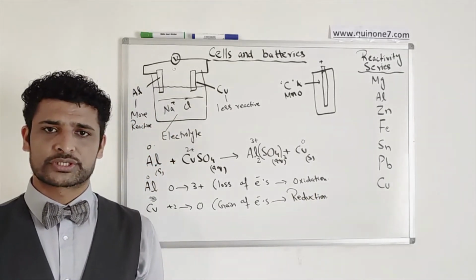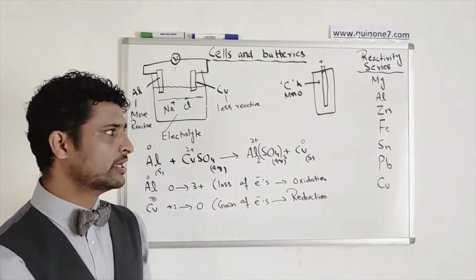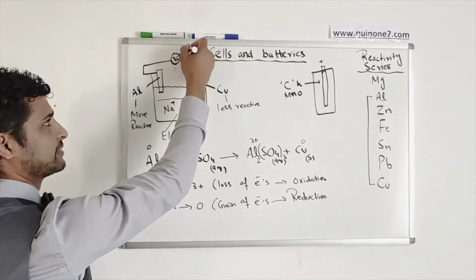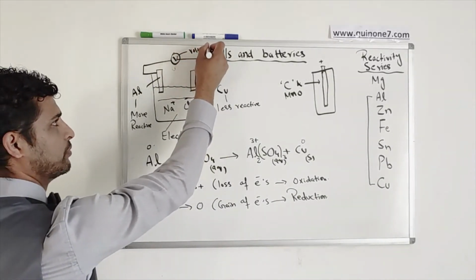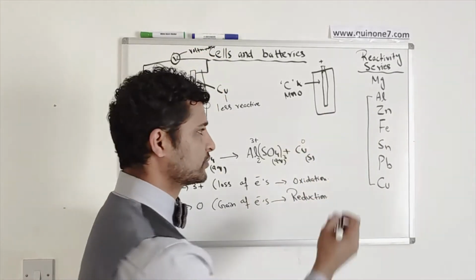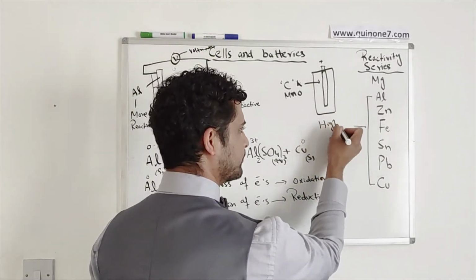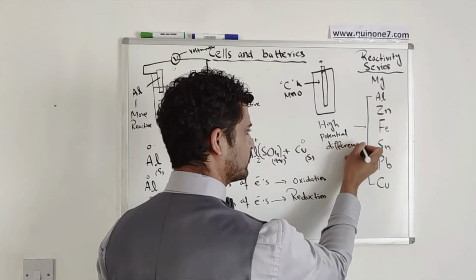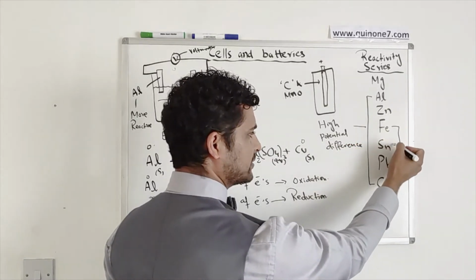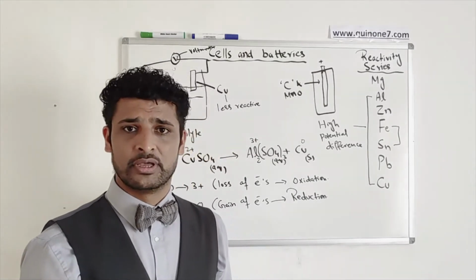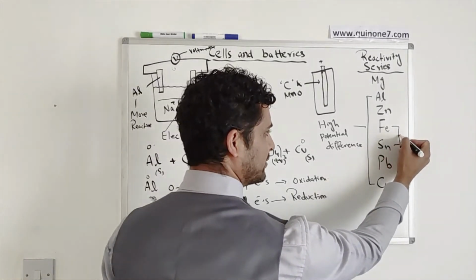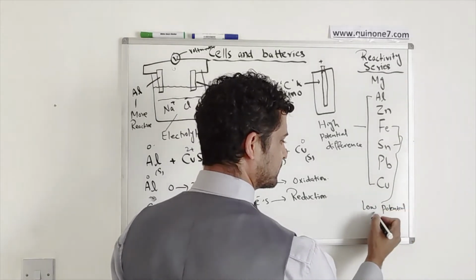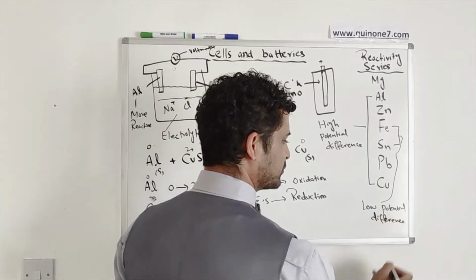Now when you construct a cell, you always take two different metals. For example, you have taken aluminium and copper. That will show you a huge potential difference on the voltmeter, because they are far away from each other, so they will produce a high voltage or high potential difference. And if you take only iron and tin, whichever metals you take, that will show you a low potential difference. So it's not going to produce much current.